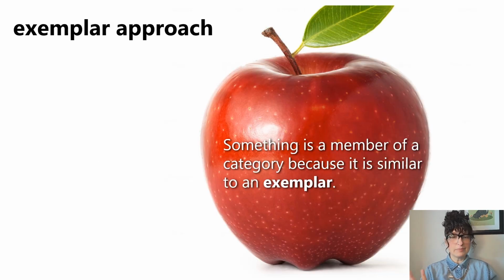All right, now let's look at the exemplar approach. According to the exemplar approach, something is a member of a category because it is similar to an exemplar. And exemplars are actual members of the category that a person has encountered. When I think of my exemplars for the category of dog, it's big dogs like Great Danes. It's going to be tiny dogs like Chihuahuas and Pomeranians, and it's going to be literally everything in between, the short hairs, the long hairs.